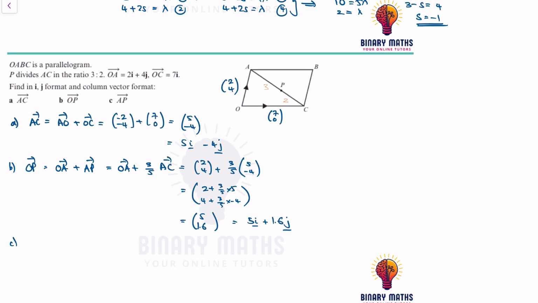C is A to P, which is 3/5 of A to C. I've just worked this out already, which is 3/5 of 5, minus 4, which is equal to 3 and minus 2.4, which is equal to 3i minus 2.4j.